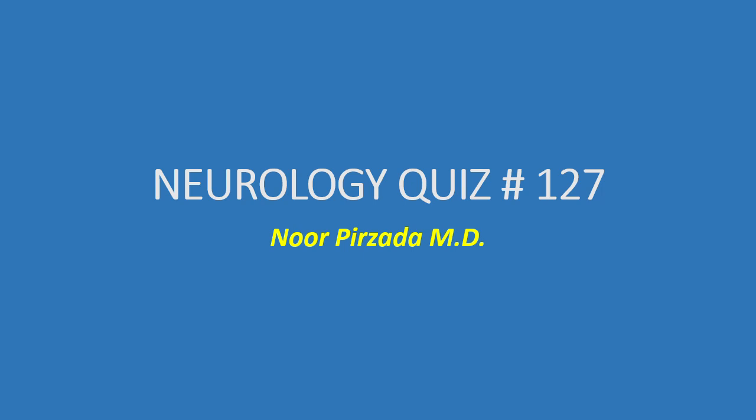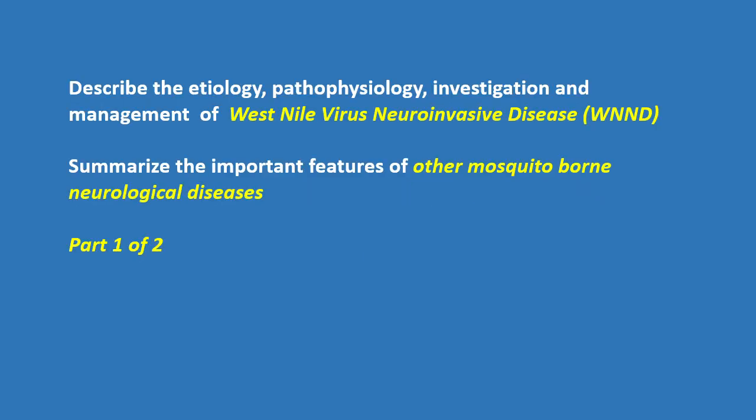Neurology quiz number 127. Describe the etiology, pathophysiology, investigation, and management of West Nile virus neuroinvasive disease. Summarize the important features of other mosquito-borne neurological diseases. This is part 1 of 2 dealing with West Nile virus disease.